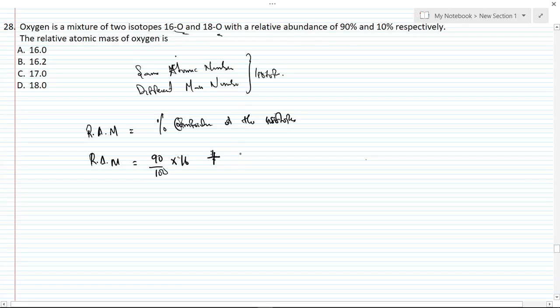that of the 18.0, which is 10%, so 10 divided by 100 times 18. So we have 0.9 times 16, that's 14.4, plus 0.1 times 18, that's 1.8. So upon adding both, we have 16.2. Comparing the options, it's definitely not A, neither is it C nor D, but option B. So that's the correct option.